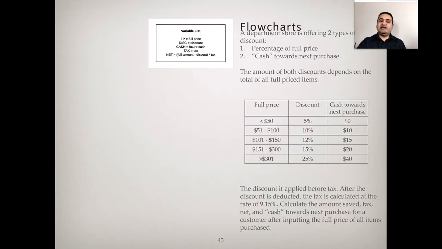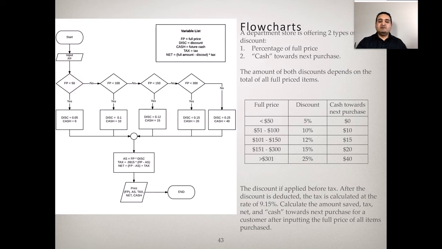Now let's look at an example. This example was provided to you in one of the previous slides, about the discount and also cash rewards for a retail store or a department store. Based on how much the customer spends, they can get a discount percentage on their next purchase, and also cash rewards towards their next purchase. So these are different conditions.